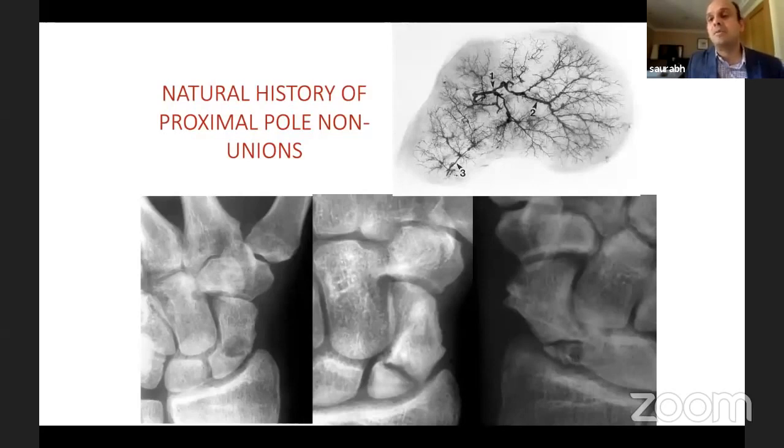You can always do an MRI to see your AVN and fragmentation. Practically, we do CTs and it kind of gives us all the information. But for exam reasons, you will say, I'll do a CT scan to look at my fracture lines. Then I'll do an MRI to look at AVN and fragmentation.